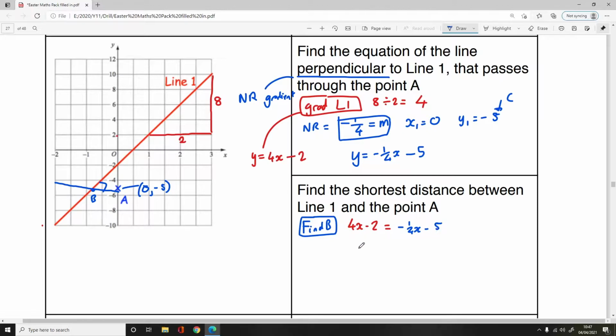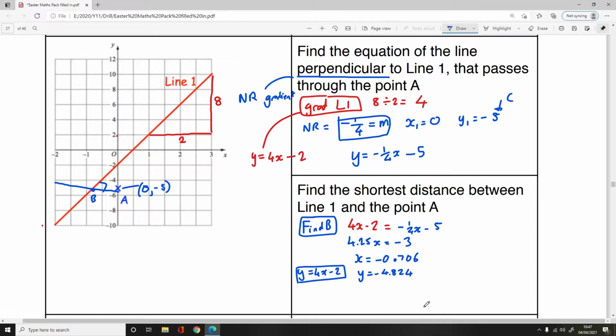Okay, what do you do from there? When you get all the x's on one side, that'll give us 4.25x, 4 plus a quarter, and then add 2 across the other side, say that's equal to minus 3. We'll then divide minus 3 by 4.25, and we'll get that x is minus 0.706. And how do we get y? Well, we know one of the equations of the line is y equals 4x minus 2, so let's sub it into there. That'll give us that y is minus 4.824.